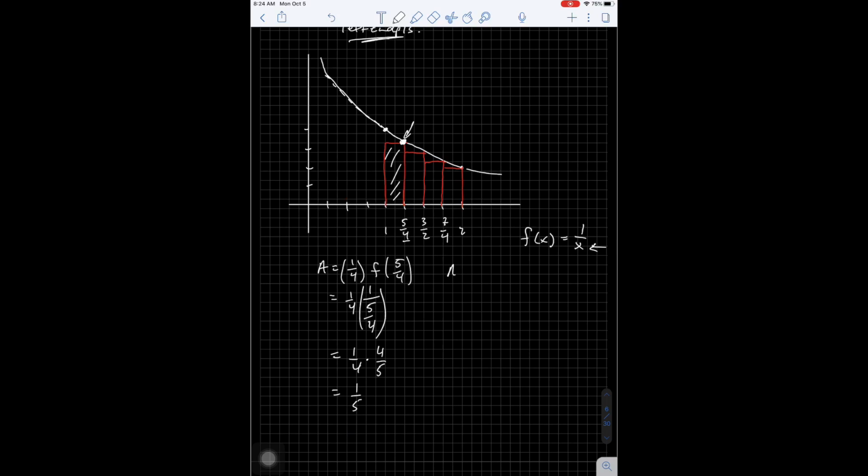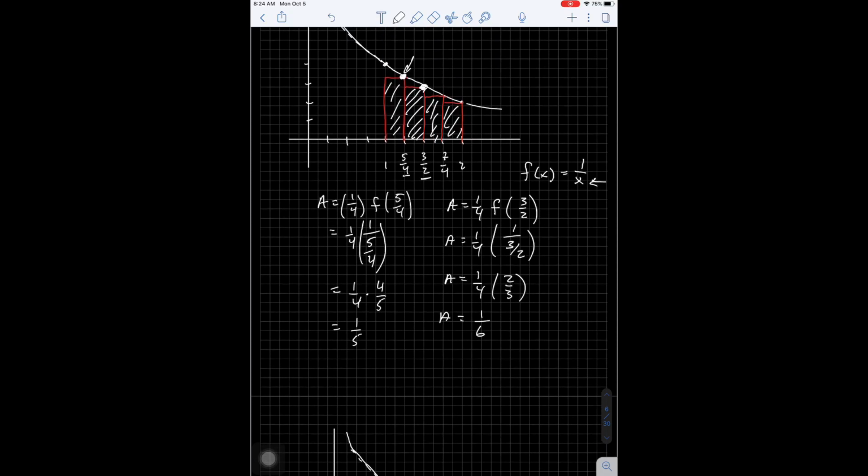Then you're going to take your next area. It's going to be 1/4 times the function evaluated at, okay, let's look at this rectangle. The thing that dictates its height is this value right here, so f of 3/2. So this is going to be 1/4 times 1/(3/2). That flips over, you get the idea. You're doing this for all the rectangles, which is going to be 1/6, I think. And then you're going to do that for this at 7/4 and this one at 2. I would encourage you to finish that up.